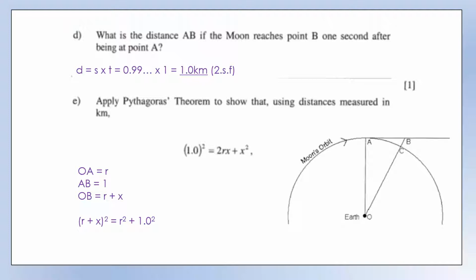What we're going to do is Pythagoras' theorem, so r plus x, so O to C is the radius and C to B is what we've called x. So that whole distance squared should be equal to OA, which is r, so r squared, plus AB, which is 1 squared. That's just using Pythagoras' theorem. Multiplying out the brackets, we can collect the terms and we can cancel the r squareds, and we can see we do indeed end up with the expression that we've got there.